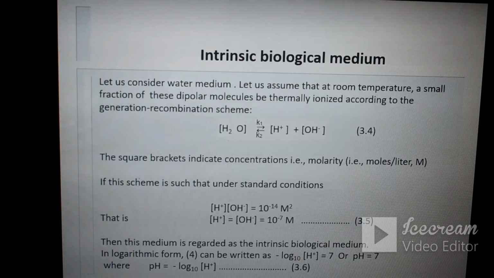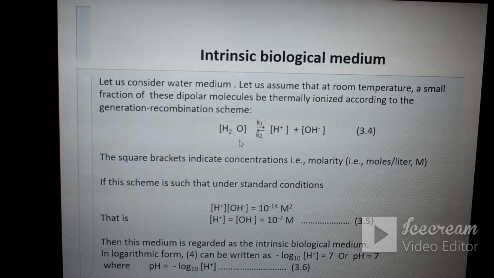So the intrinsic concept available in semiconductor medium, we have already come to know. Let us see how this can be transformed, or applied, in the case of biological medium. Suppose consider one water medium. Also assume that at room temperature, a small fraction of these dipolar molecules are thermally ionized according to a generation recombination scheme.